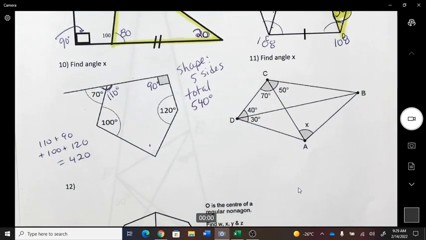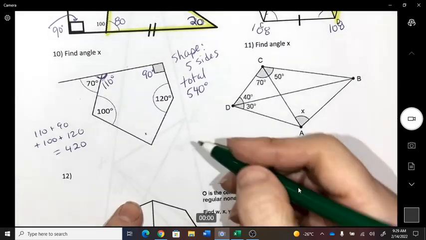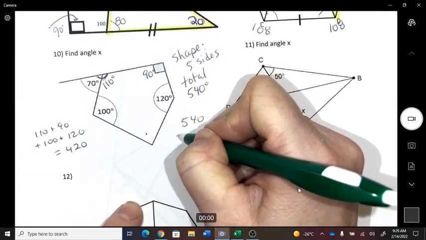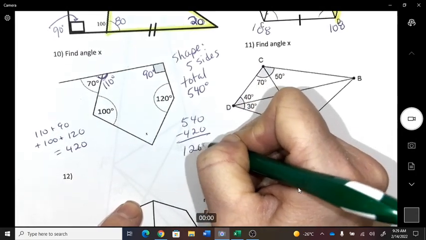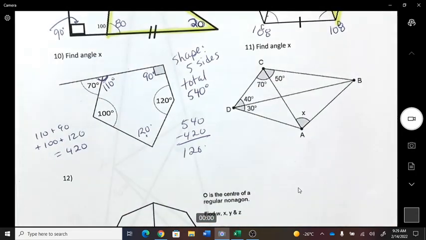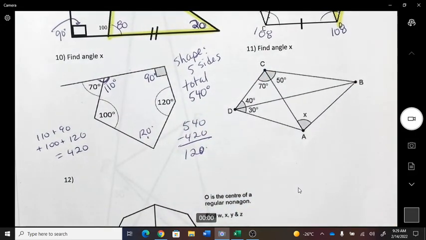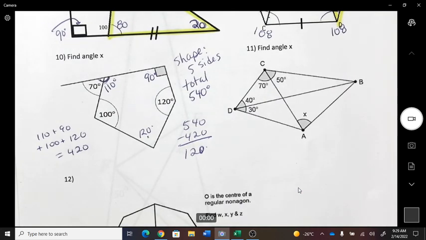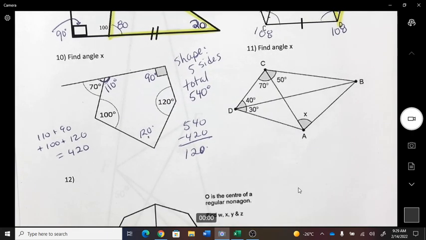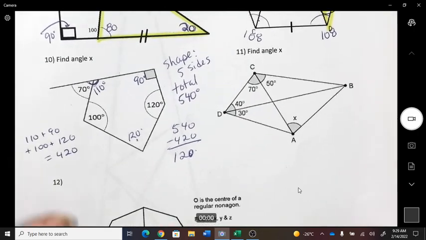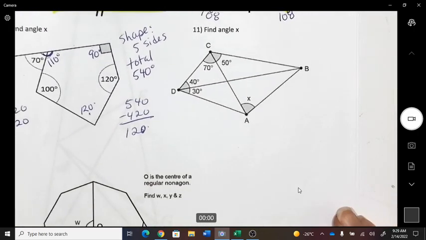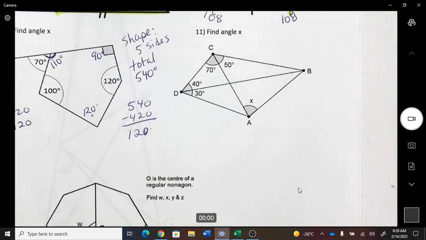So I had 420 degrees. Therefore, that has to be 120 degrees left. Okay, 11. So where do you start? Anybody find a spot we could start?